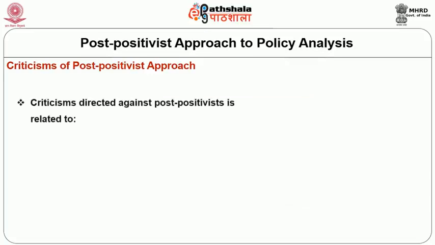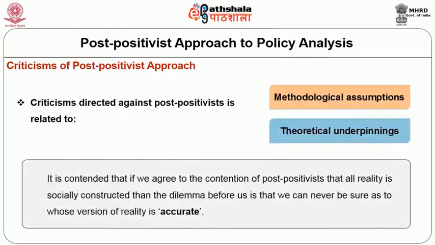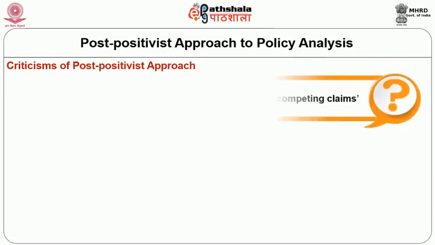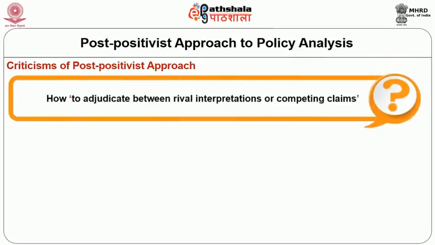The second set of criticisms directed against post-positivists is related to its methodological assumptions and theoretical underpinnings. It is contended that if we agree to the contention of post-positivists that all reality is socially constructed, then the dilemma before us is that we can never be sure as to whose version of reality is accurate. It also leads us to a problematic question as to how to adjudicate between rival interpretations and competing claims.